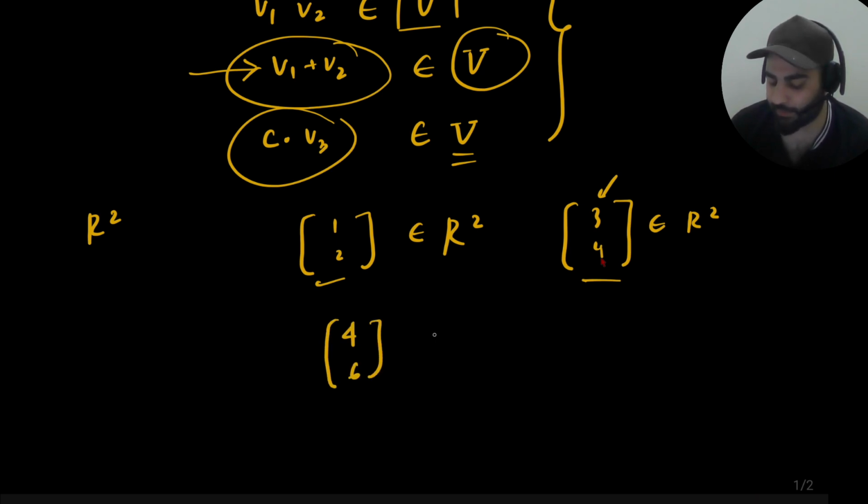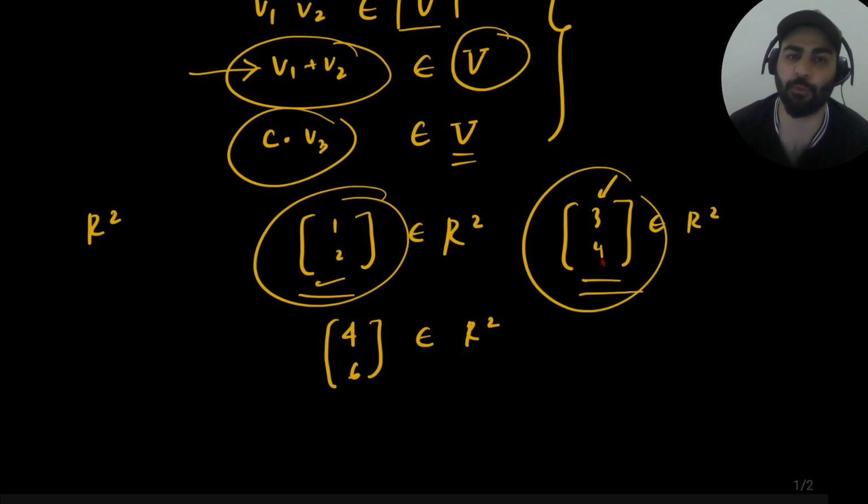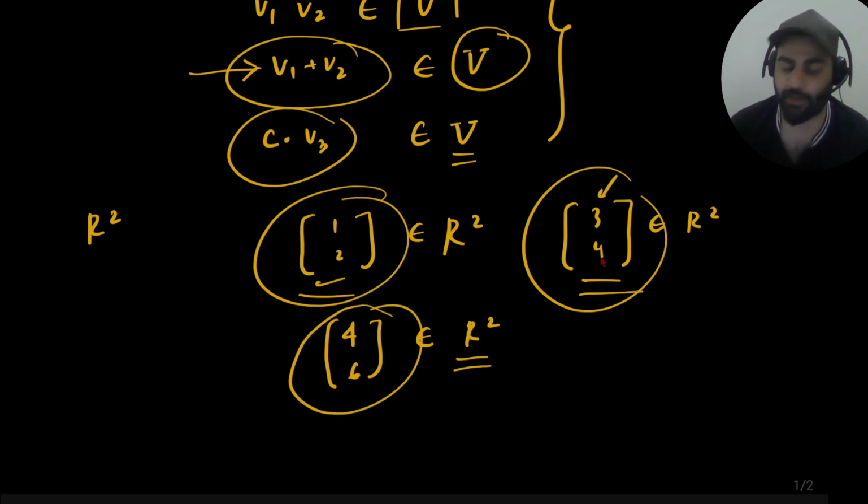So you all know that this also belongs to R2. Okay, so these were some random vectors. If you pick any two vectors from the vector space and add them together, that entry should still be in the vector space.